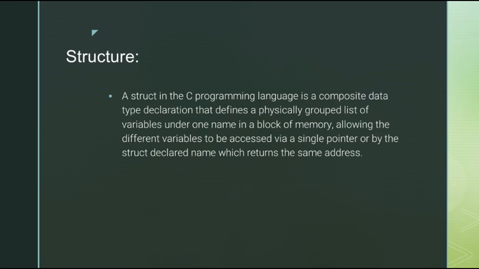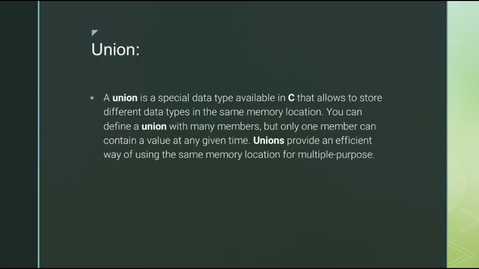Derived data types. Arrays. It is a collection of many values of same data type. Pointers. It is a special variable used to store address of other variable. Structure. A structure in C programming language is a composite data type declaration that defines a physically grouped list of variables under one name in a block of memory, allowing the different variables to be accessed via a single pointer or by the struct declared name which returns the same address.